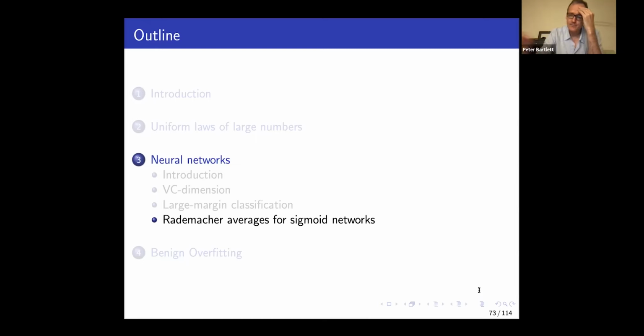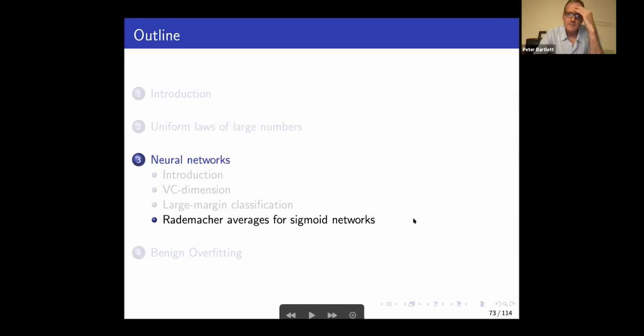Let's see. I guess I've gone on for quite a bit longer than I had planned. Okay, let's do Rademacher averages for sigmoid networks, and we might have a longer break for questions there.